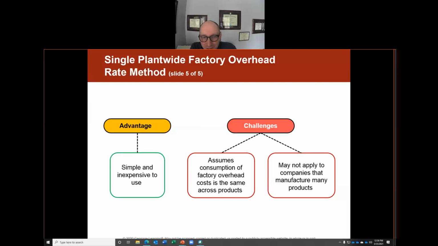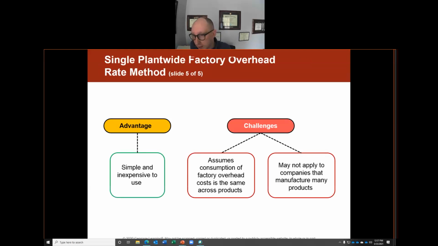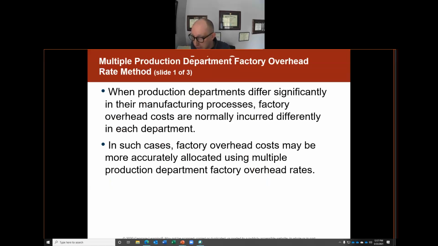The advantage of using this method is that it is very easy. It's very inexpensive to implement. Some of the challenges are that it does not take into consideration different costs across different products, and it doesn't really take into consideration the manufacturing process. So, in my opinion, yeah, it's easy to use, but it's probably not the best one to use because it's too easy, right? It's probably not the most accurate.